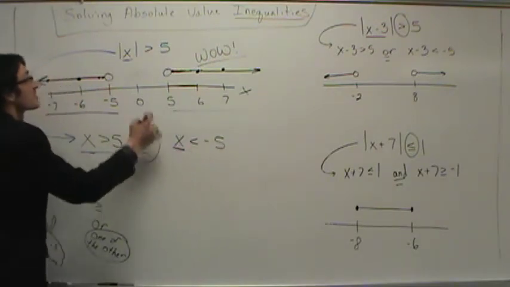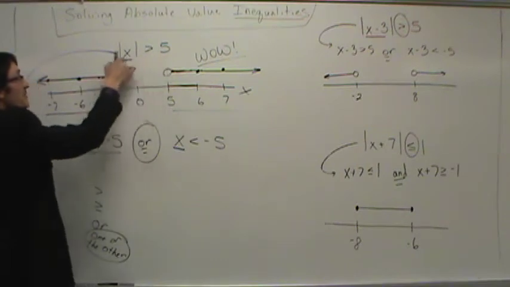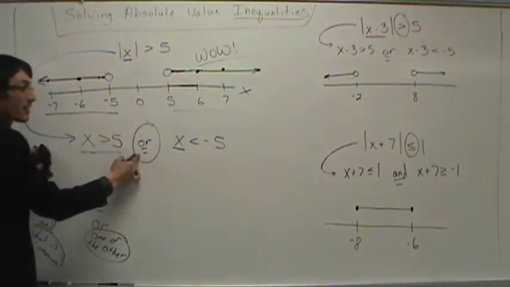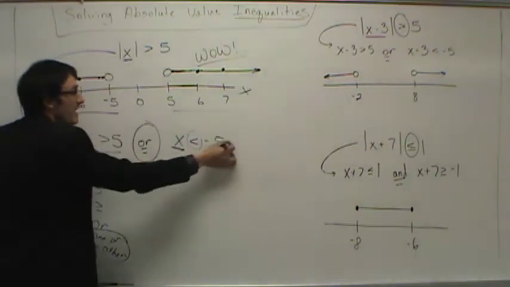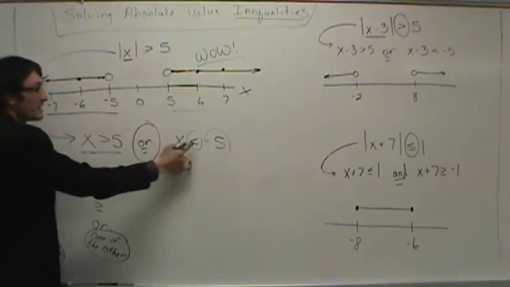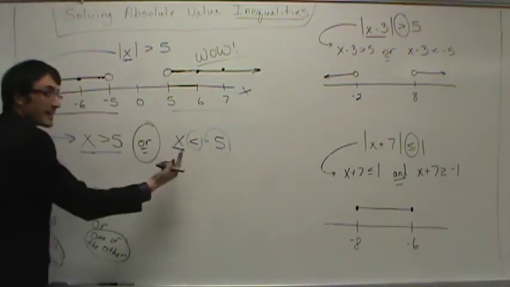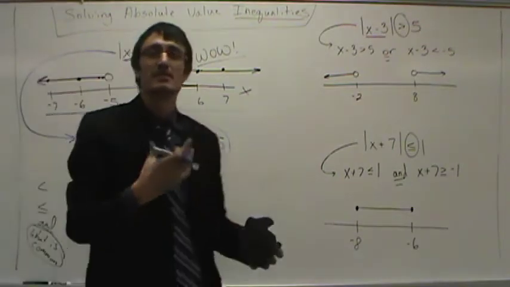Flip the sign. So the absolute value of something is greater than 5 means what? That something is greater than 5, or that same thing is less than its opposite. Flip the sign. We had greater than, now less than. We had positive, we have now negative. Okay, so that's where this is coming from.